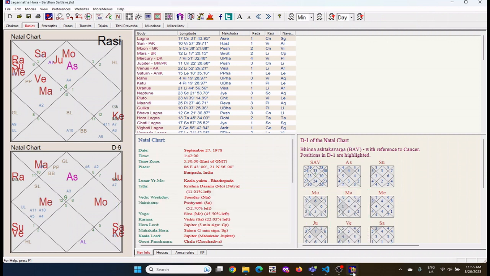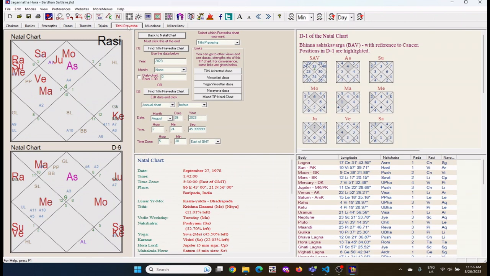Today I'll show you how to see the Tithi Pravesha chart with the Rashi chart together. For that, first open the Kundali. Now go to the Tithi Pravesha tab. Click on the Find Tithi Pravesha chart.